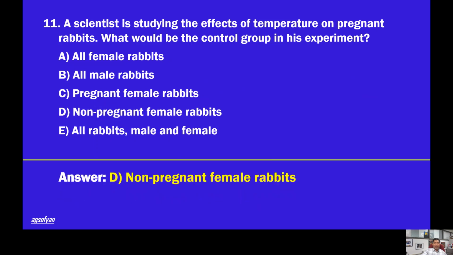Yes, the answer should be D. So the control organism for this test should be non-pregnant female rabbits, because we will compare the non-pregnant rabbits as the control and the pregnant rabbits as the test group.